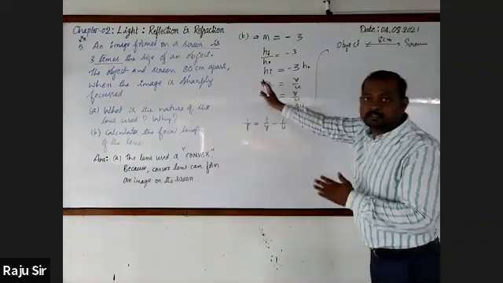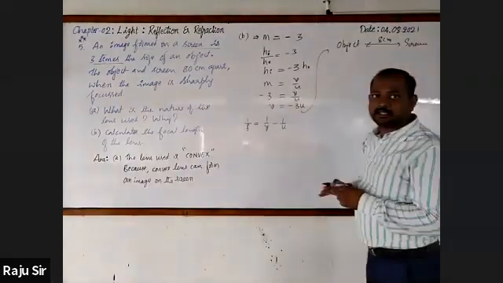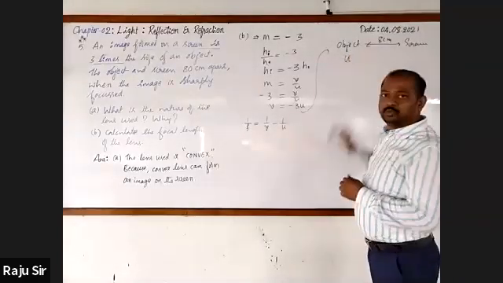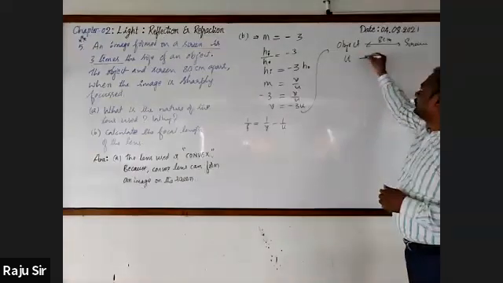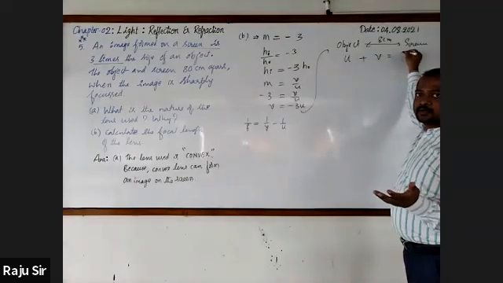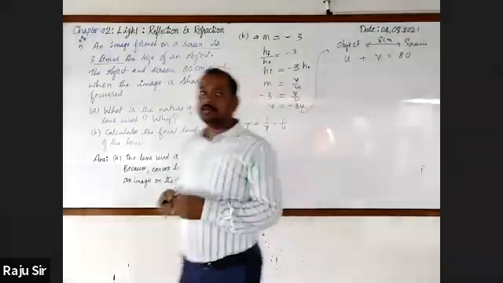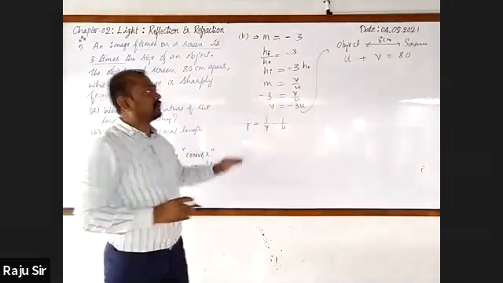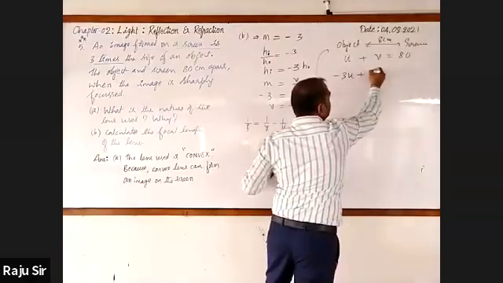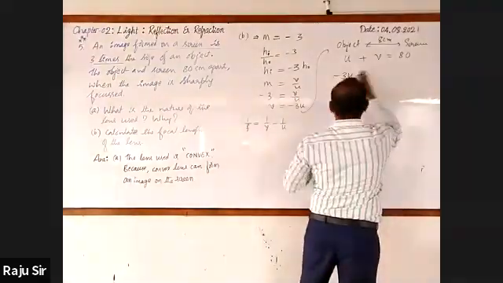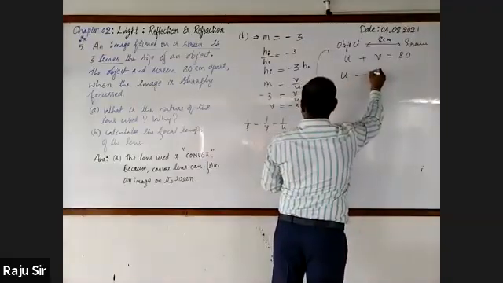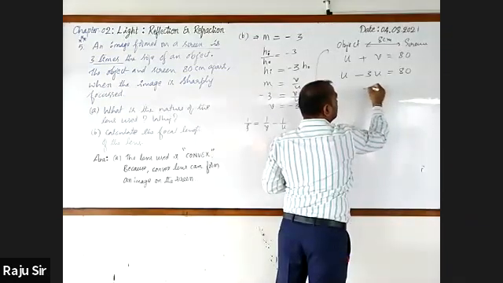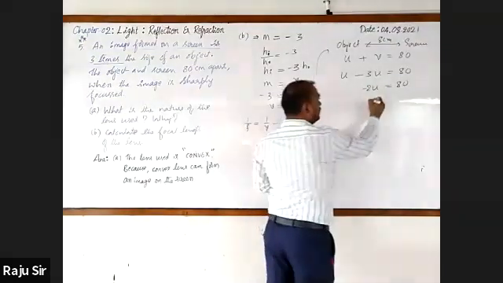That means object distance plus image distance is 80 centimeter. Object distance is u, image distance is v. Are you following? u plus v is equal to 80 centimeter. Further, v is equal to minus 3u. So u plus minus 3u is equal to minus 2u, which is equal to 80. Minus 2u is equal to 80. u is equal to minus 40.